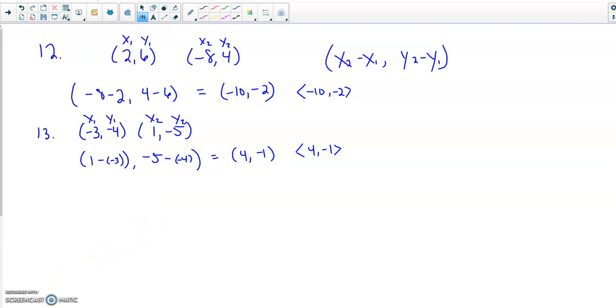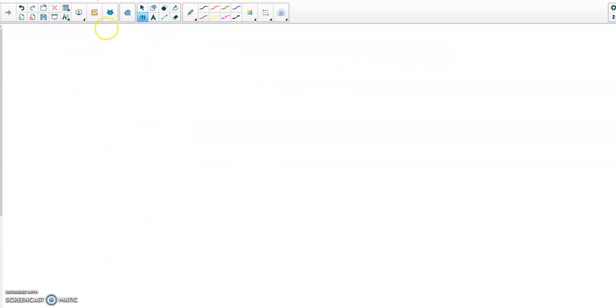Okay, next. Number 14, the modulus. This is, remember, the same thing as magnitude. So all you're going to do here is do a negative 11 squared plus 7 squared. Put that in the calculator, and I got 13.04. Okay.